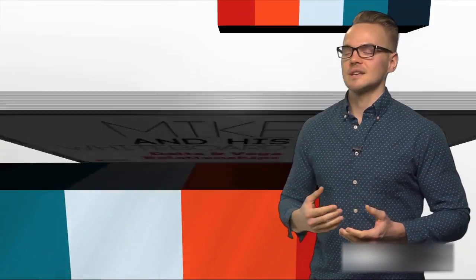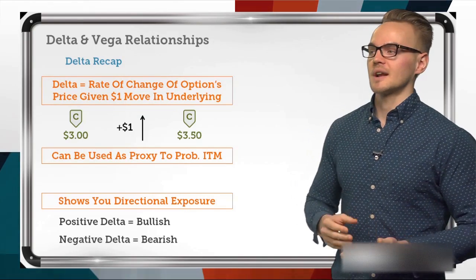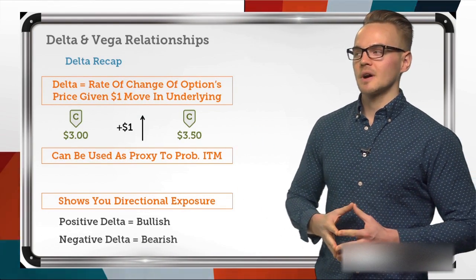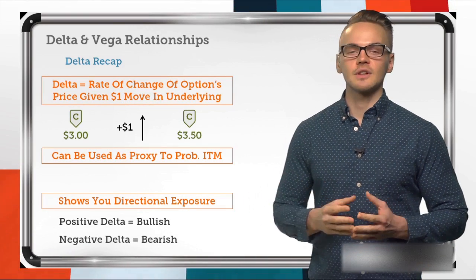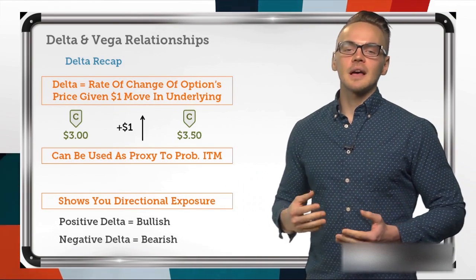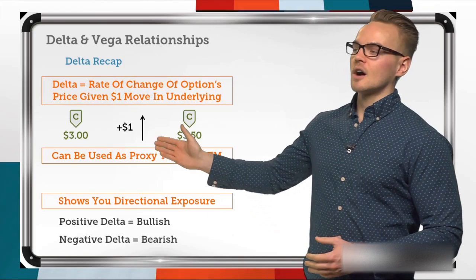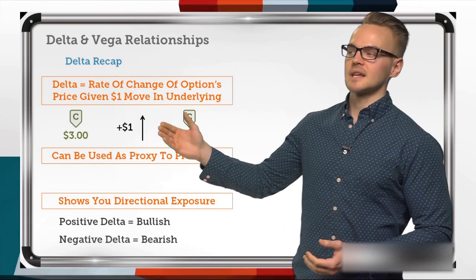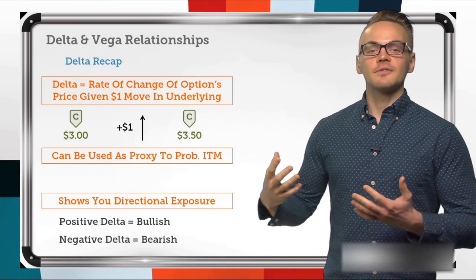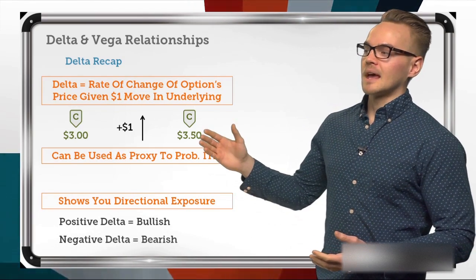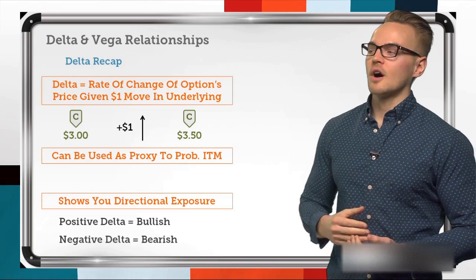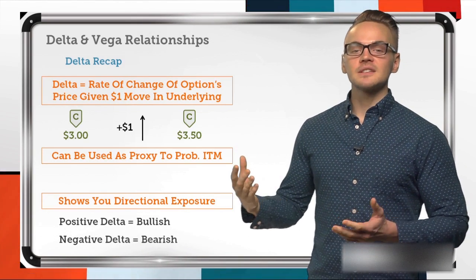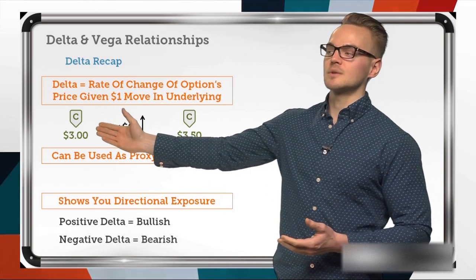Let's review what delta is and how we use delta in our options trading. So when we're looking at delta, really it's the rate of change of an option's price given a $1 move in the underlying. So if I've got a call, let's say I'm looking at a long call, and that call is worth $3 as you see here. If there's a $1 increase in the actual underlying of the option that we're trading, and after that $1 move, my call is then worth $3.50, I know right away that this call option had a delta value of 50.